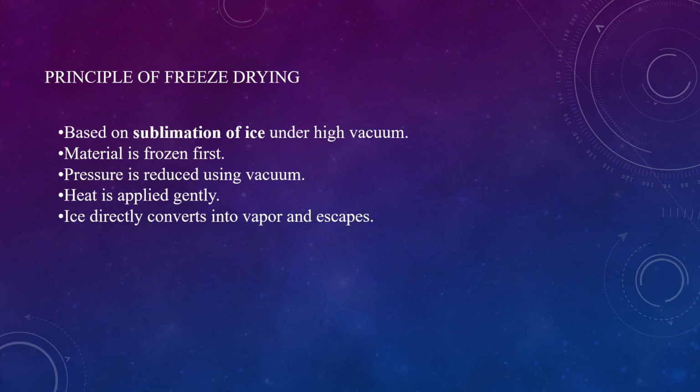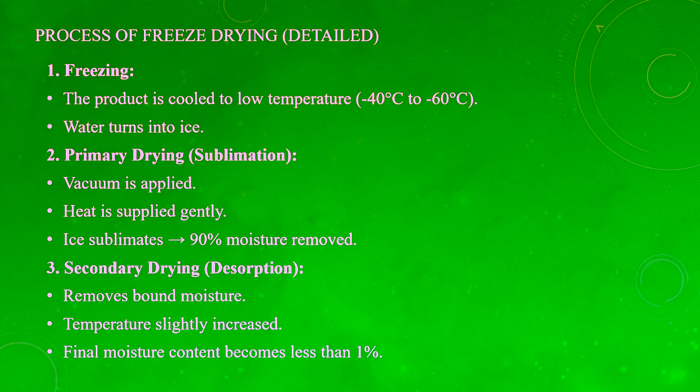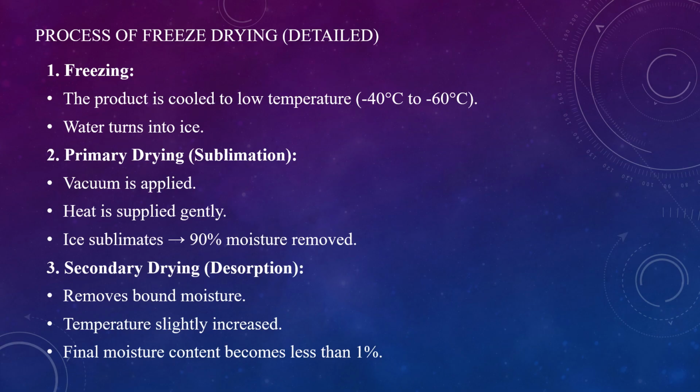Let us now look at the complete freeze drying process step by step. The first stage is freezing, where the product is cooled to very low temperature, usually between -40 to -60 degrees Celsius. Next comes primary drying, where vacuum is applied and most of the ice sublimates. This step removes almost 90% of the moisture. Finally, in secondary drying, bound moisture is removed by gently increasing the temperature. The final product becomes extremely stable with less than 1% moisture.